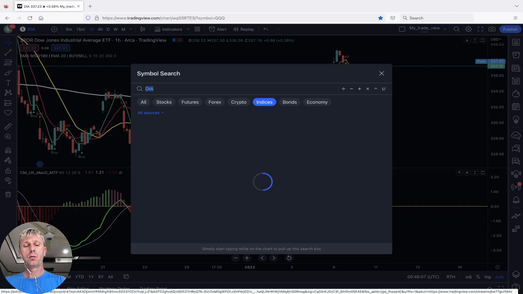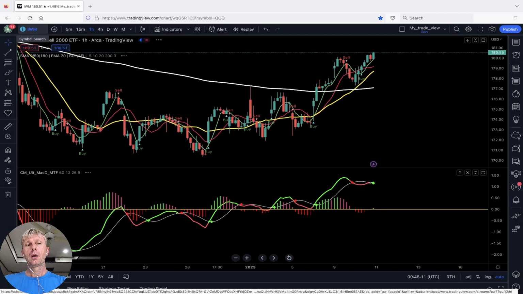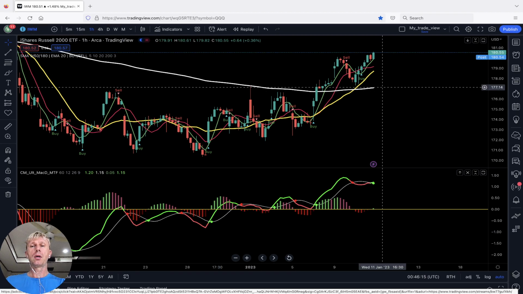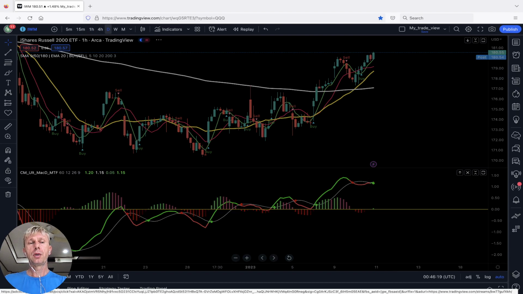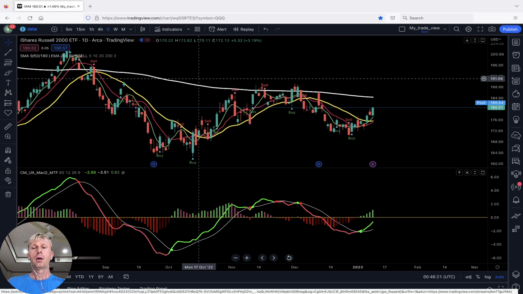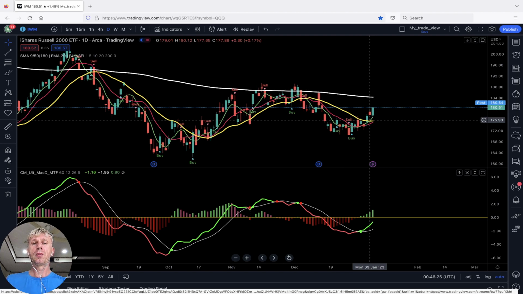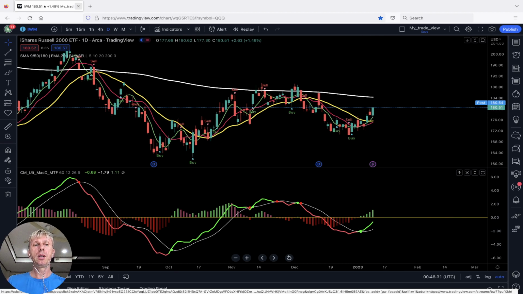Okay, let's move to IWM, Russell 2000. Let's check on daily. Daily, last bar above all moving averages except 200. Bullish crossover, MA5 did over 20. MACD green, bullish trend on daily.